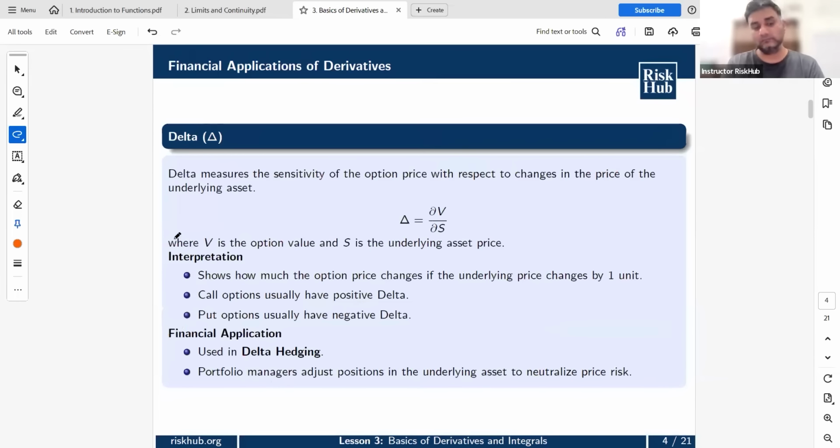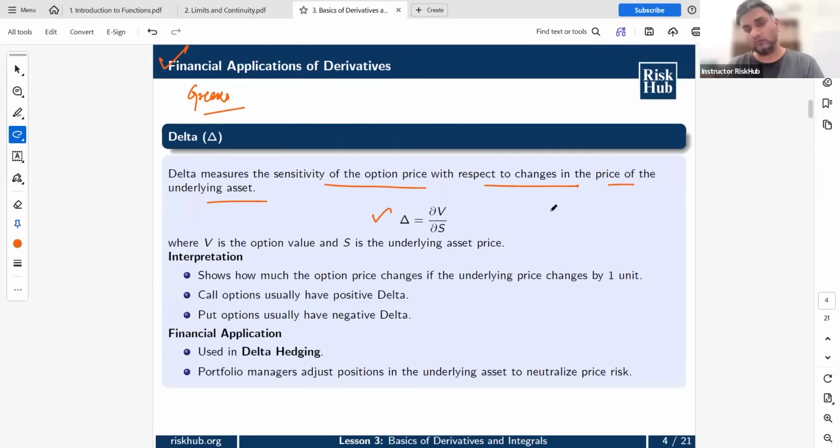Then we go into delta, which is basically the financial application of derivatives. Now we are trying to connect your calculus to real trading. Traders call the derivatives of your option price the Greeks. One of the simplest Greeks is delta. Greeks measure your risk sensitivity. Delta measures the sensitivity of the option price with respect to change in the price of the underlying asset. So delta is equal to ΔV/ΔS, meaning the change in your option price when the underlying price changes. That is what we need to understand.